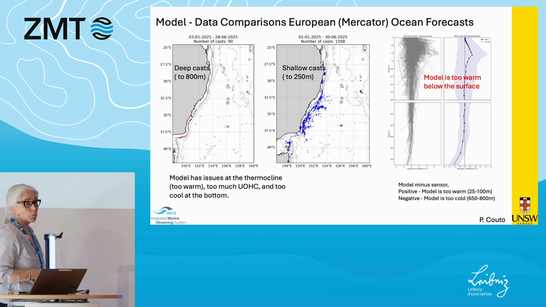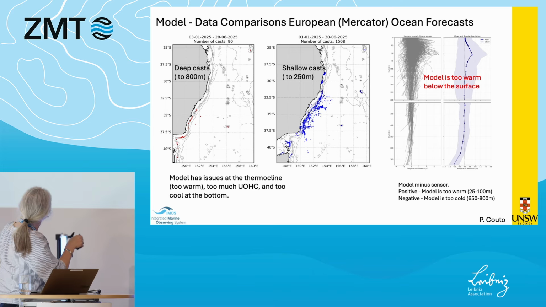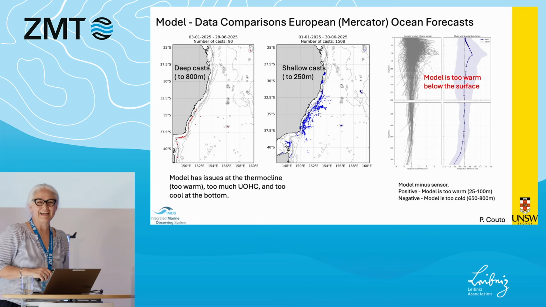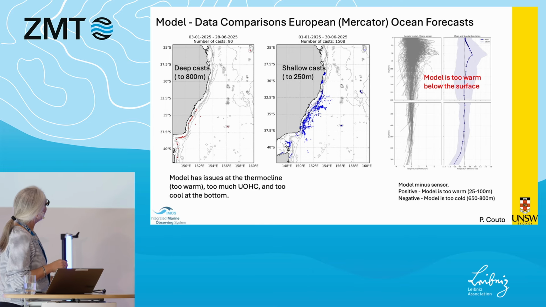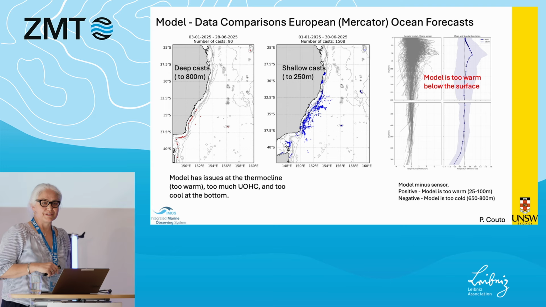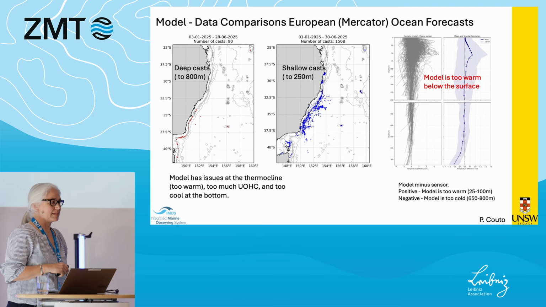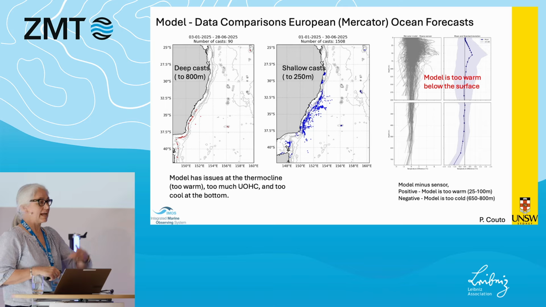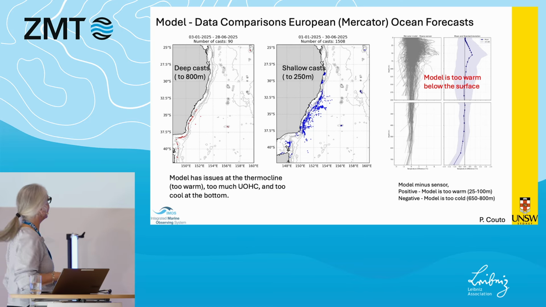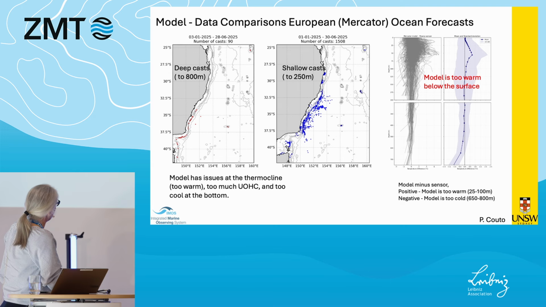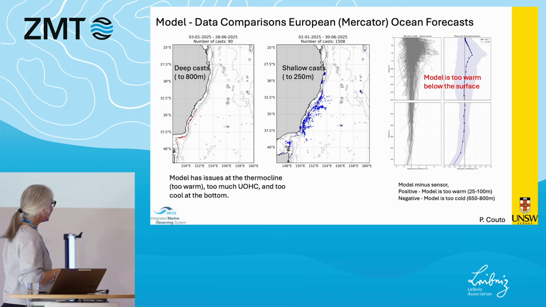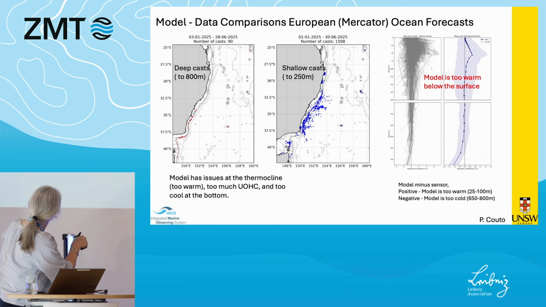I said the models don't work below the surface. This is all our data. This is a European model. We pulled that out for fun because we're in Europe. The model is too warm below the surface. Okay, so the thermocline is not being represented properly. The heat content is not right. How are we getting our estimates of ocean warming correct? And then down at the bottom, it's too cold. So this is all the data along the east coast of Australia.